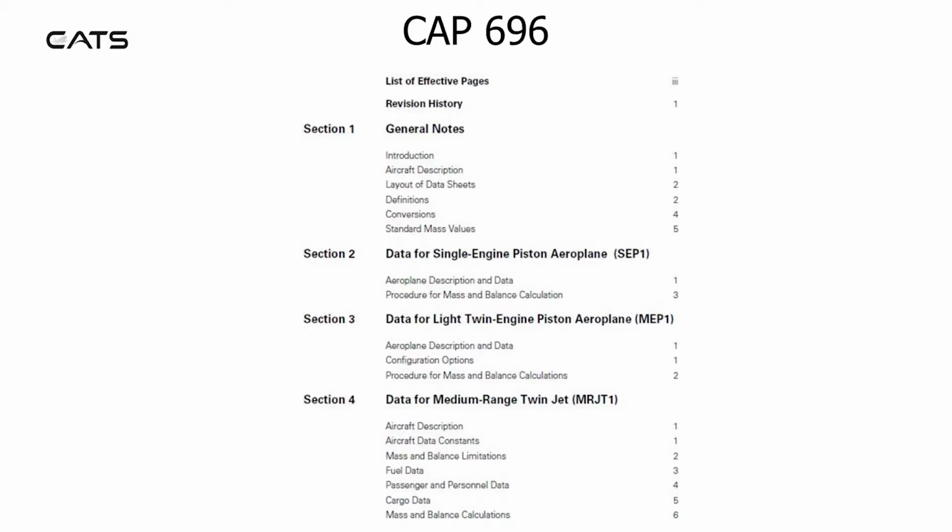CAP 696. This has a list of effective pages and 4 main sections, which are General Notes, Section 2 on the single-engine piston aircraft, Section 3 on the multi-engine piston, and Section 4 on the medium-range twin-jet.